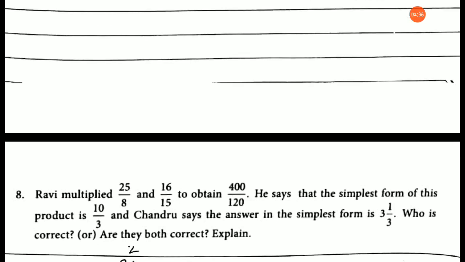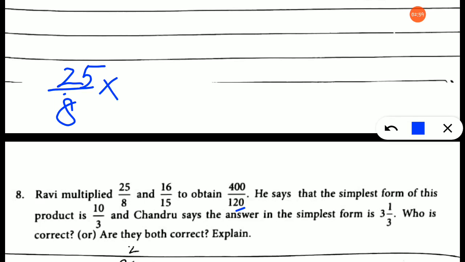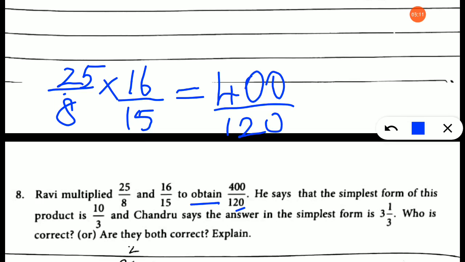Ravi multiplied 25/8 and 16/15 to obtain 400/120. Okay, for this first you convert these words into an expression. How will you write? Ravi is multiplying 25/8, that is 25/8 is multiplied, so you are using the multiplication sign, with 16/15 to obtain, that means it is going to be equal to 400/120. So we have derived the expression for this, and after that can you simply solve and find the answer? It is very simple only.